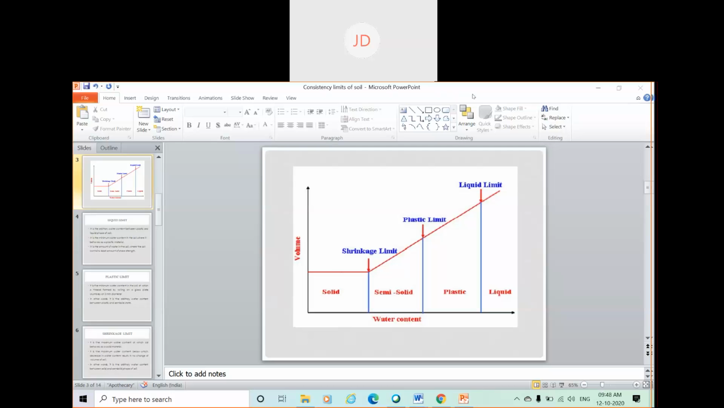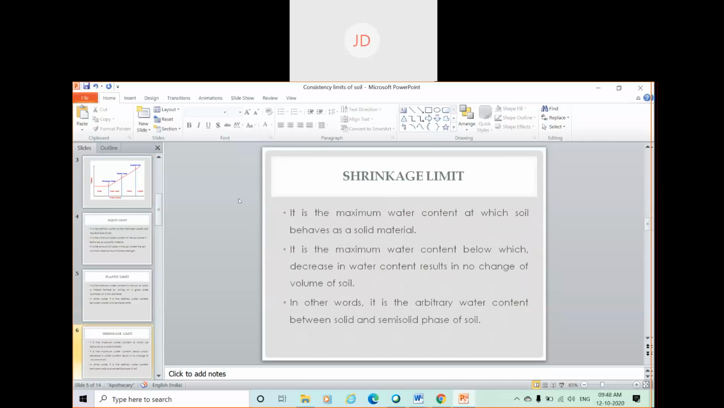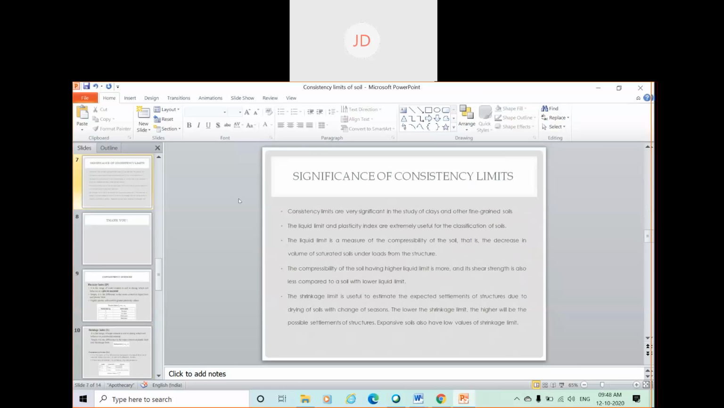Yes, sir. Okay. So it is known as Atterberg limit also. So some significance of consistency limits are given here. You can also go through this. I just want to go through the reading.